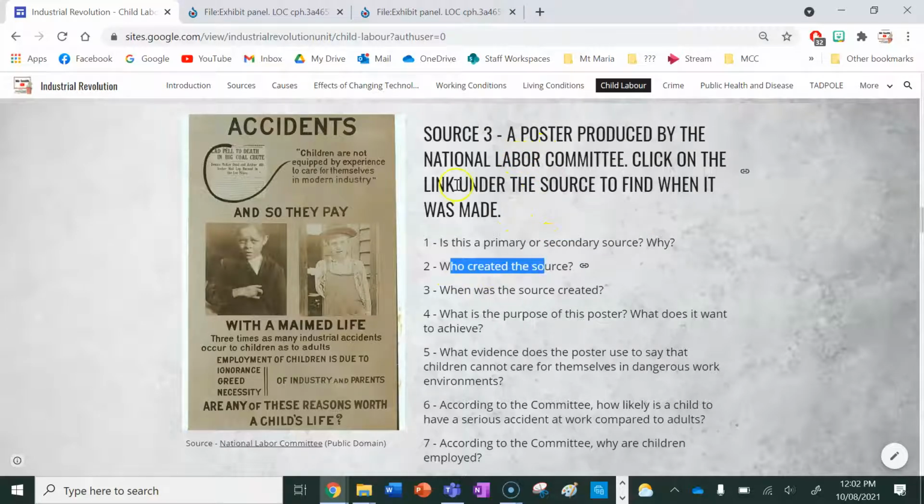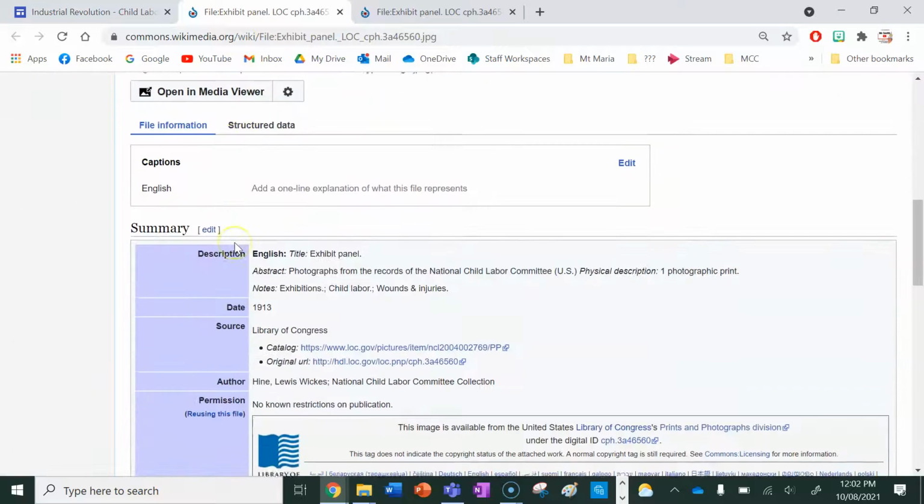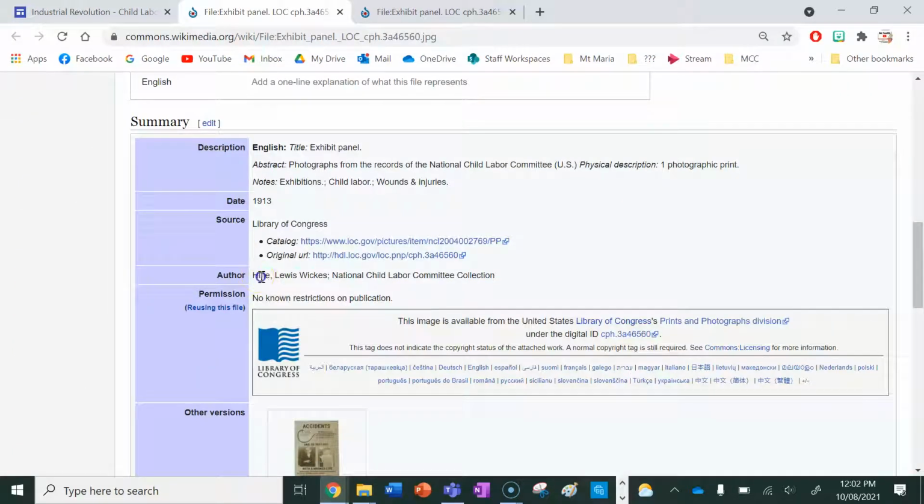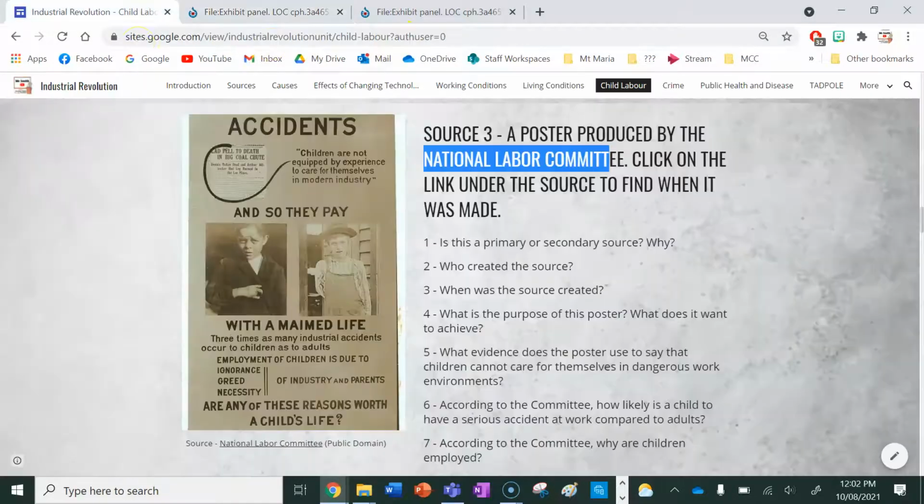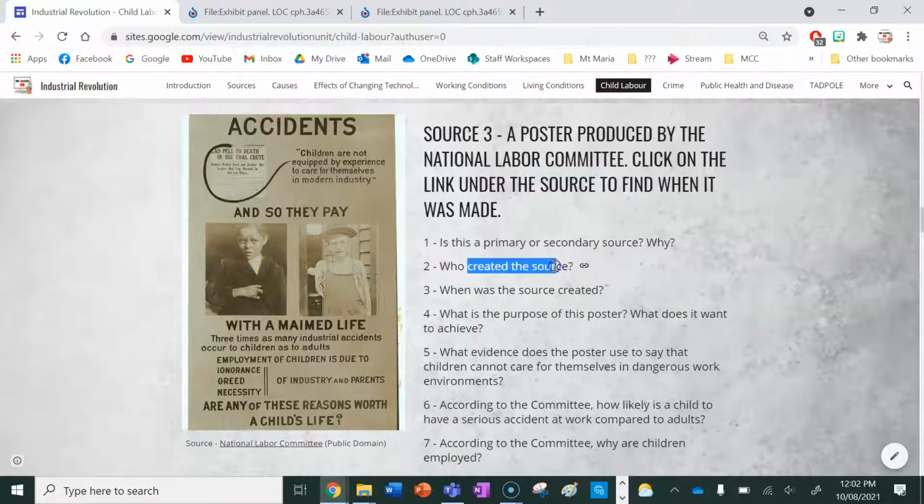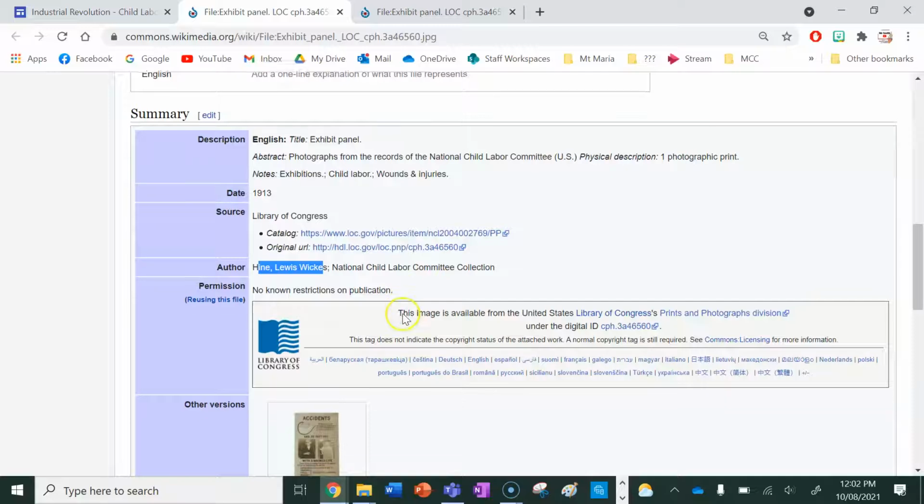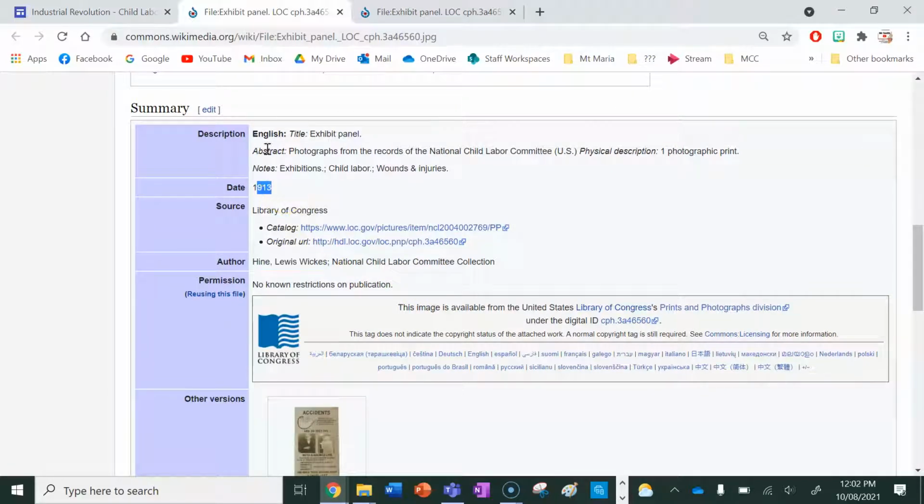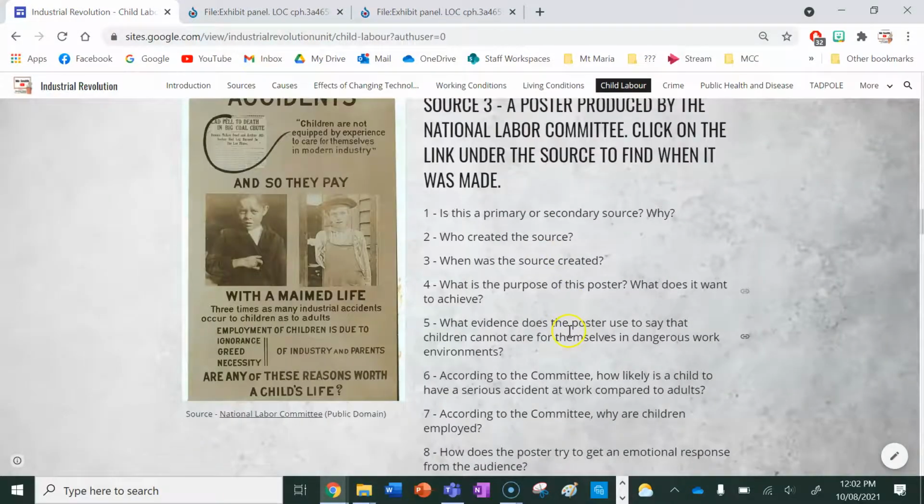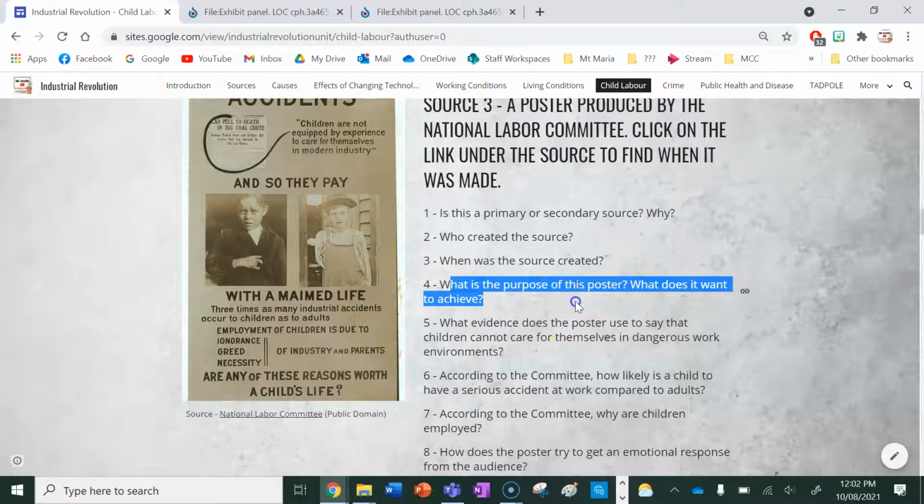Who created the source? We've got it here, the National Labour Committee, but if you look under where it says author here, Lewis Hine is also a contributor or a co-creator of this source because he took these photographs here. So there's two answers for who created the source. When was the source created? We can look at that date as well. We've got 1913. What is the purpose of this poster and what does it want to achieve?